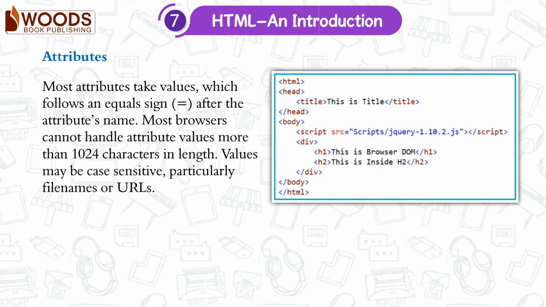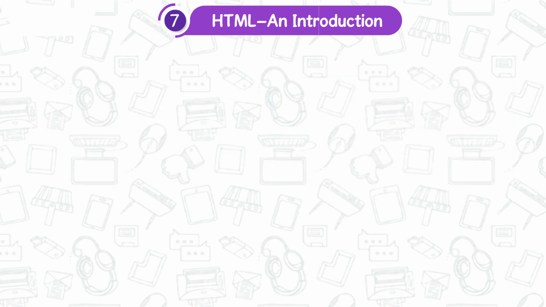Most attributes take values, which follow an equal sign after the attribute's name. Most browsers cannot handle attribute values more than 1024 characters in length. Values may be case-sensitive, particularly file names or URLs.